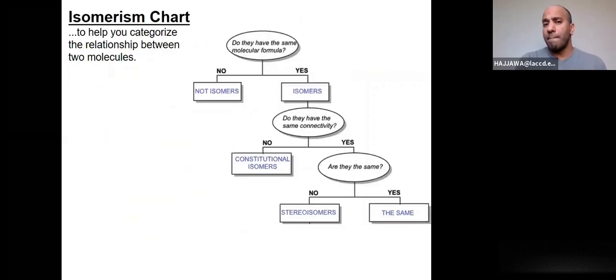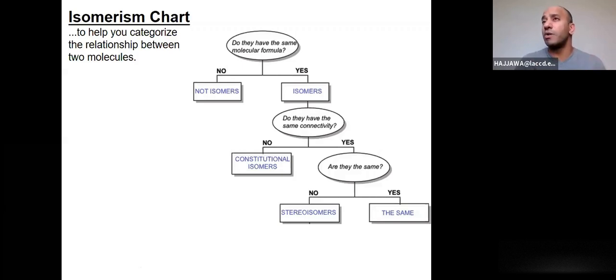So here's a chart that we can actually pause for a second and ask ourselves. If I'm asked to identify the relationship between two molecules, the first question I would ask: do they have the same molecular formula? If the answer is no, then they cannot be isomers. Regardless what type of isomerism it is, if the two compounds don't have the same chemical formula, right away, they cannot be isomers of each other. But if the answer is yes, then there is a possibility for those two compounds to be isomers.